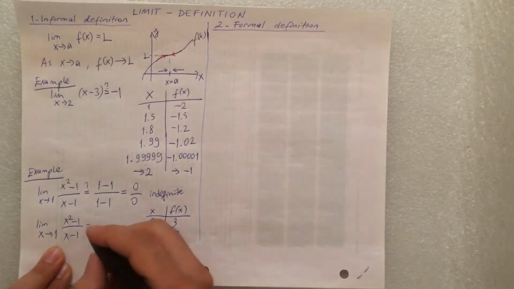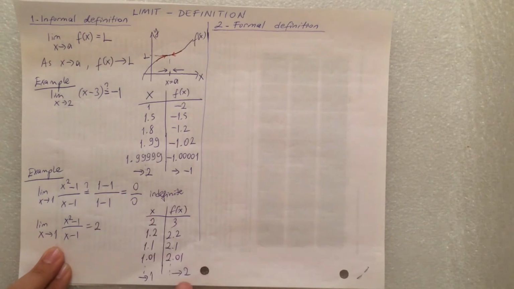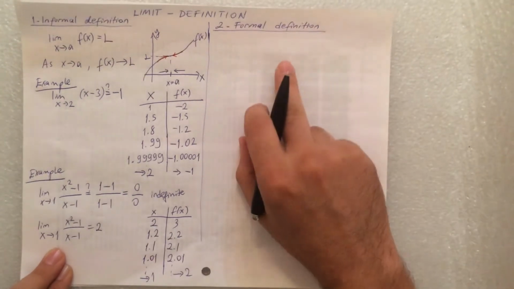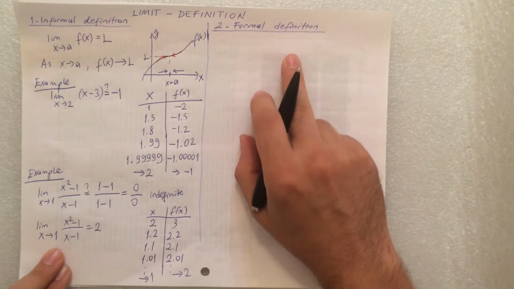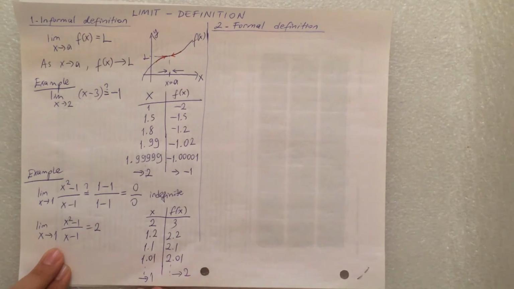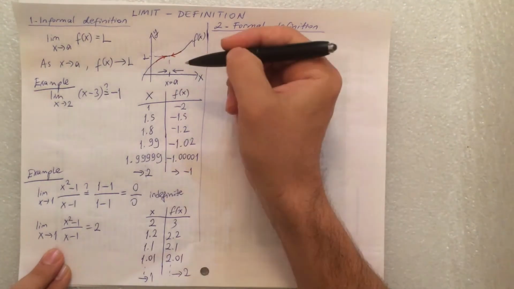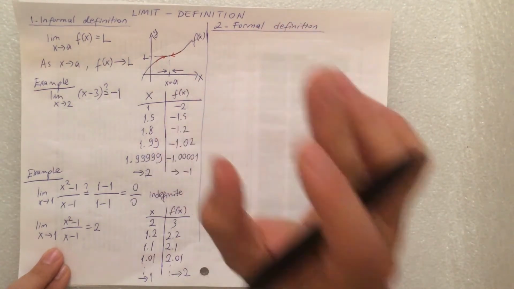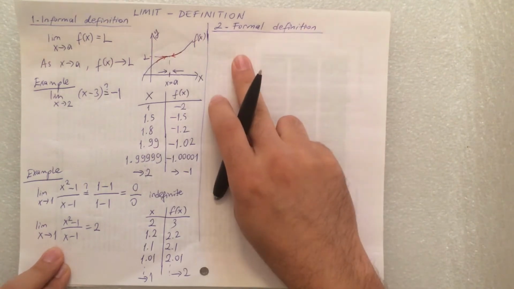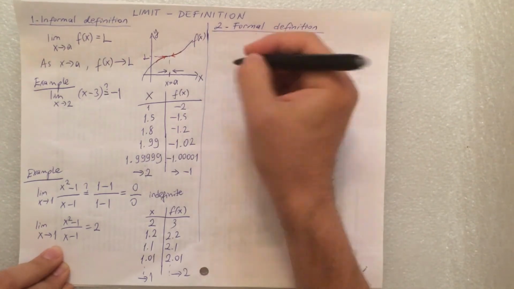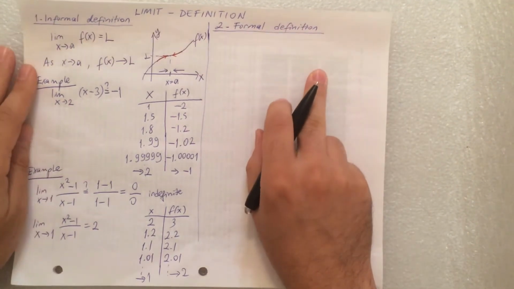So the answer is 2, but we cannot be sure definitely before we give the formal definition of limit. So this is what we have. But to clarify things, I need to define the limit now formally. So the formal definition of limit comes.